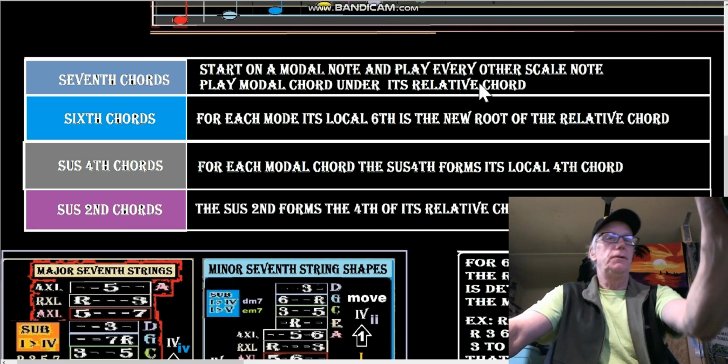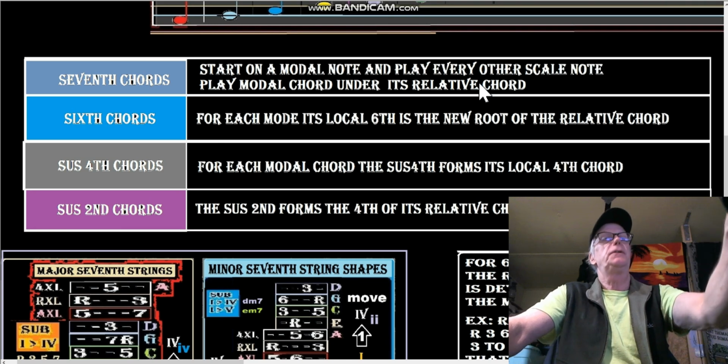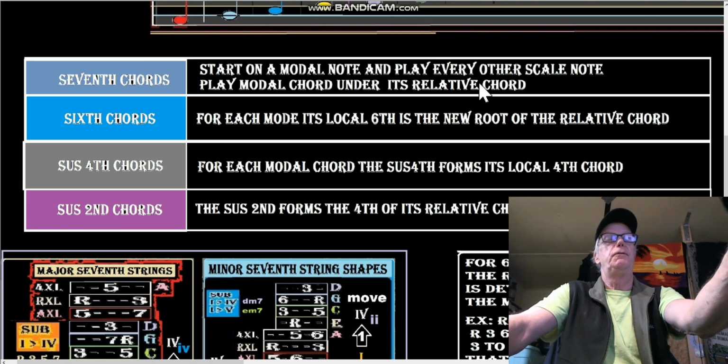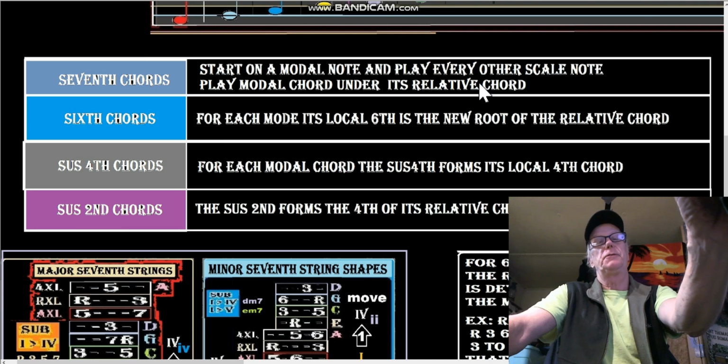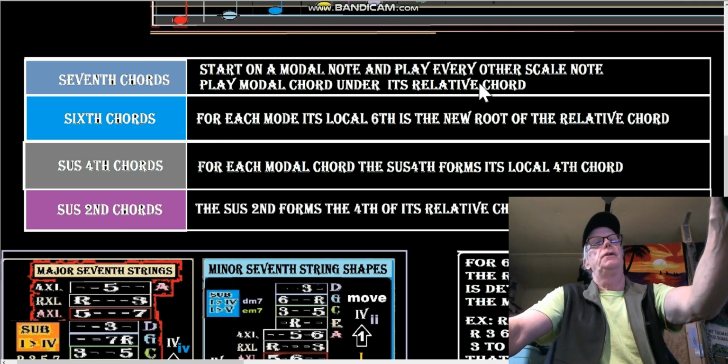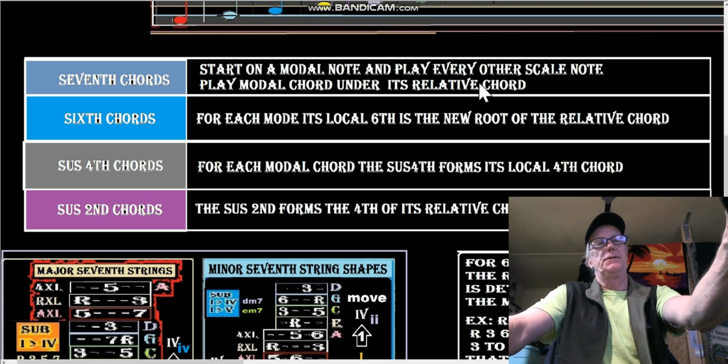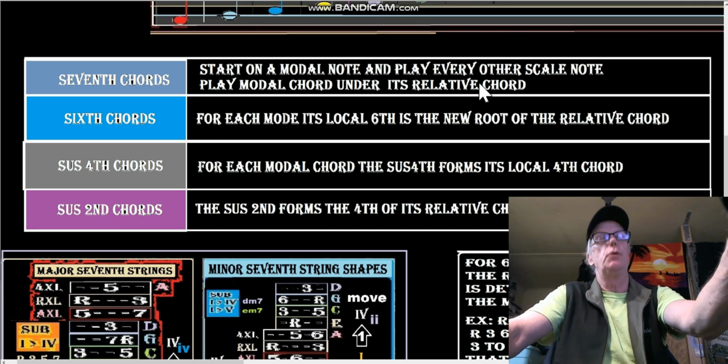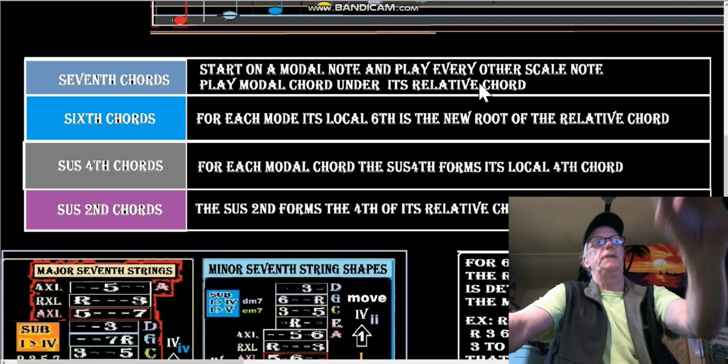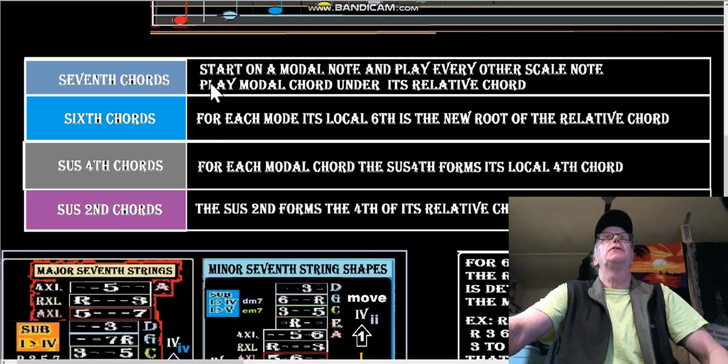But lesser known, A minor, its relative is F, the fourth. And last but not least, the half diminished, its relative is the G7, the 5 chord. Okay, 5 major. Major is the important word. So that's how we're defining it. So that's how to play a 7th chord. Play the modal chord under its relative chord.